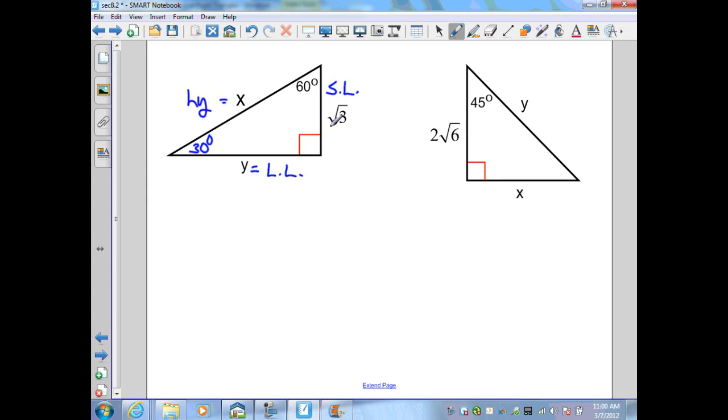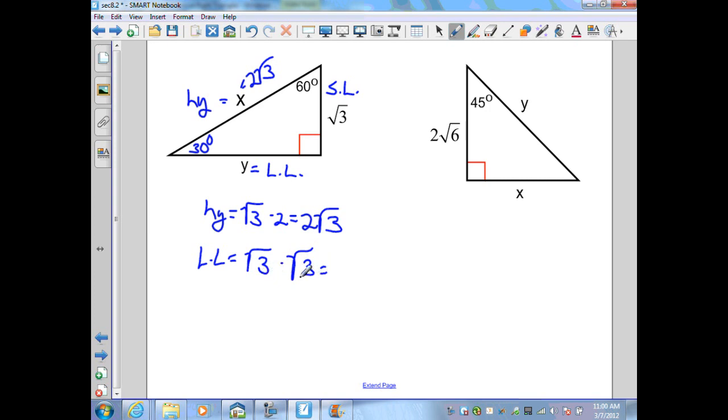Since I'm given the short leg, I can find the hypotenuse by multiplying my short leg times 2. Therefore, that's 2 square roots of 3 for the length of my hypotenuse. And my long leg is my short leg, which is the square root of 3, times the square root of 3. Therefore, my long leg is equal to the square root of 3 times the square root of 3, which is the square root of 9, which is 3.